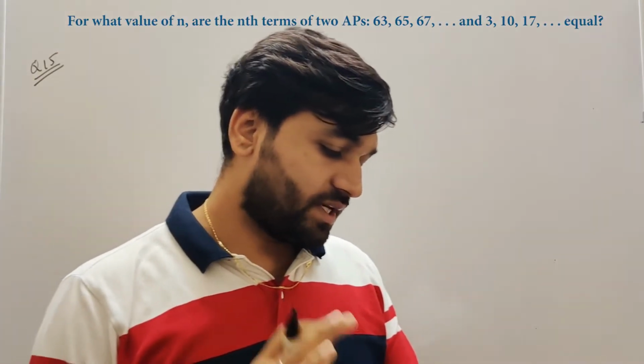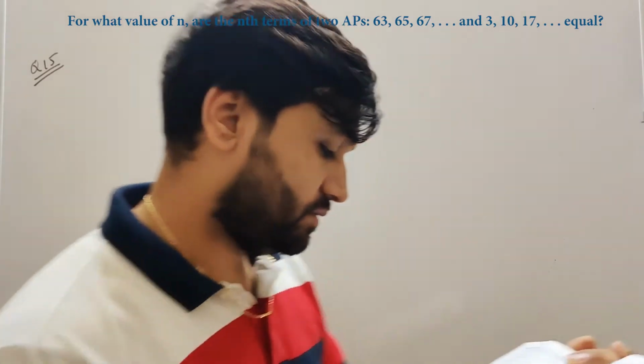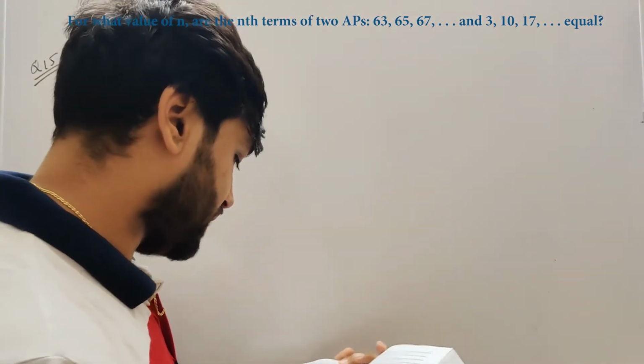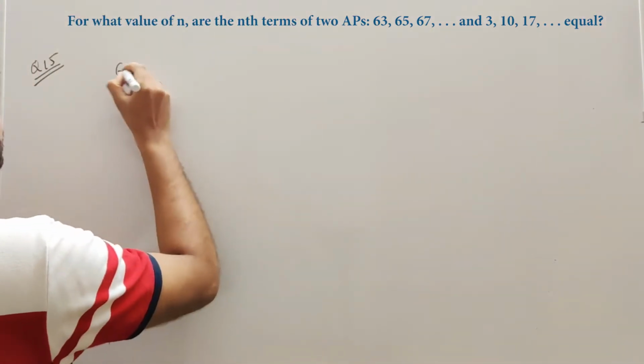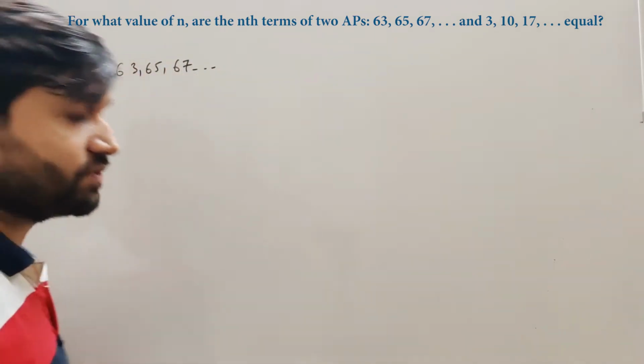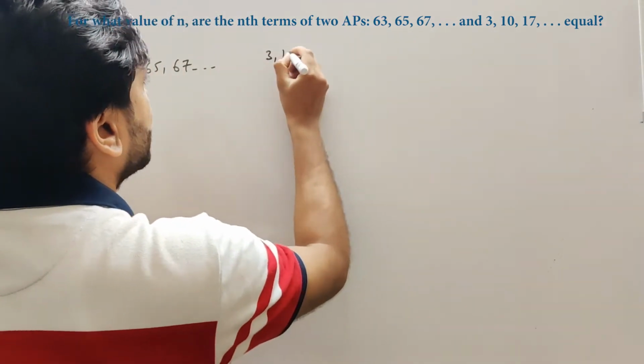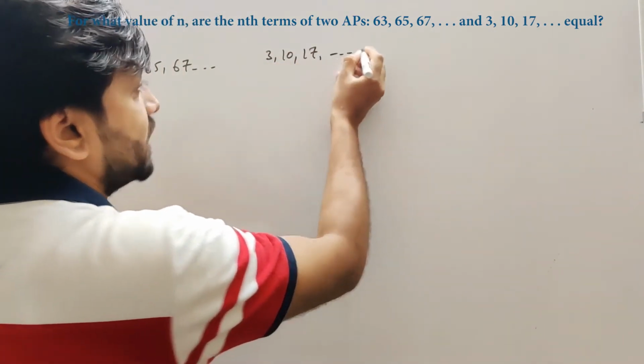So next, question number 15. For what value of n are the nth terms of two APs equal? There are two APs given. First of all, I'll write down the two APs. The first AP is 63, 65, 67, and so on. The second AP is 3, 10, 17, and so on.